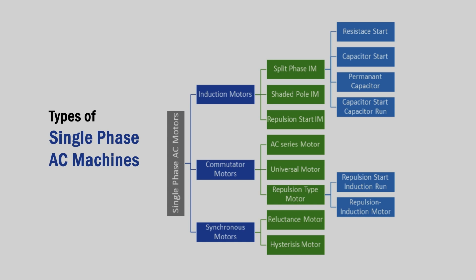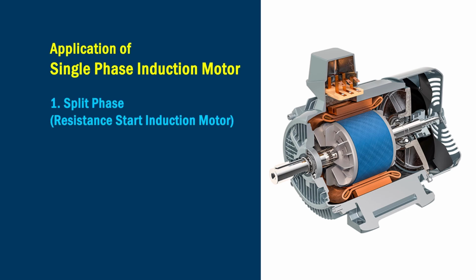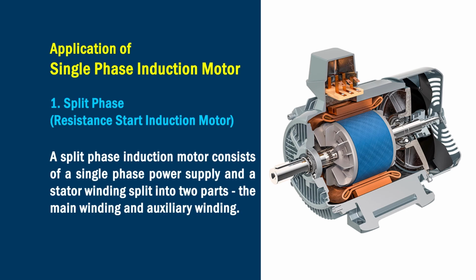Now the commutator motors are of three types, that is AC series motor, universal motor and repulsion type motor. Repulsion type are of two types, that is repulsion start induction run and repulsion induction motor. And lastly, the single-phase synchronous motors are of two types, that is reluctance motor and hysteresis motor. Apart from this, we will also discuss the stepper motors and the servo motors. So let's start with the application of single-phase induction motor. In this, first we will see the split phase or the resistance start induction motor.